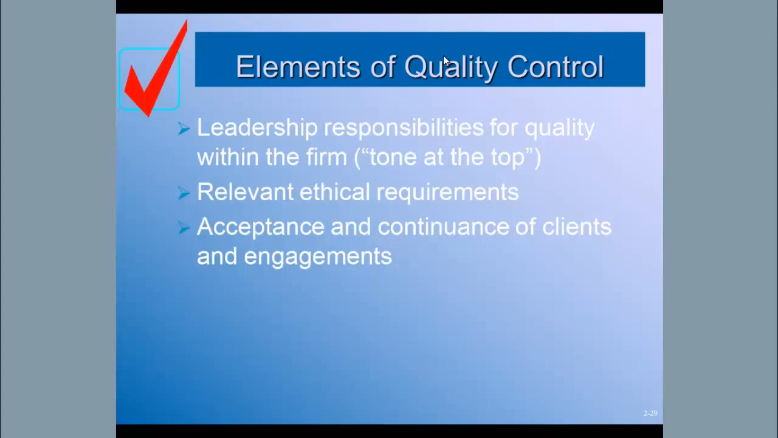Because it only takes one or two bad clients to ruin an accounting firm. See Arthur Andersen, okay? Two bad clients brought down the world's largest accounting firm. Two. So acceptance and continuance. In our acceptance procedures, we do background checks. We will do background checks on the principals of the company before we'll do your accounting.